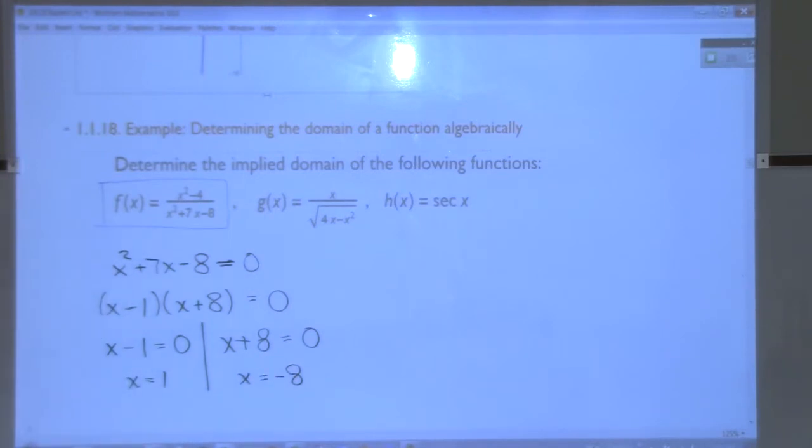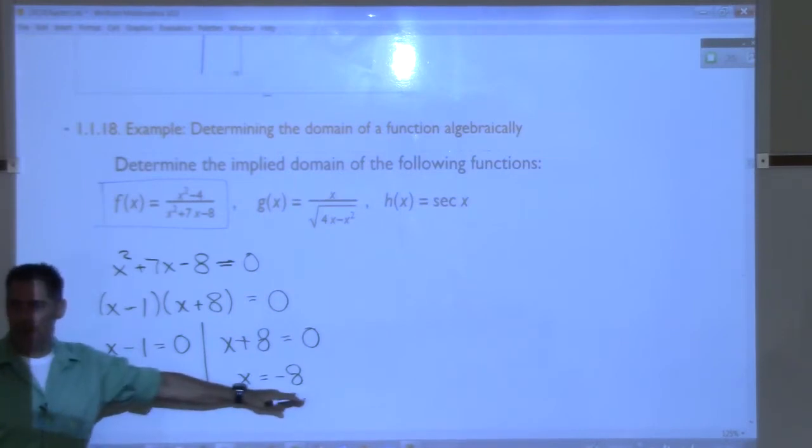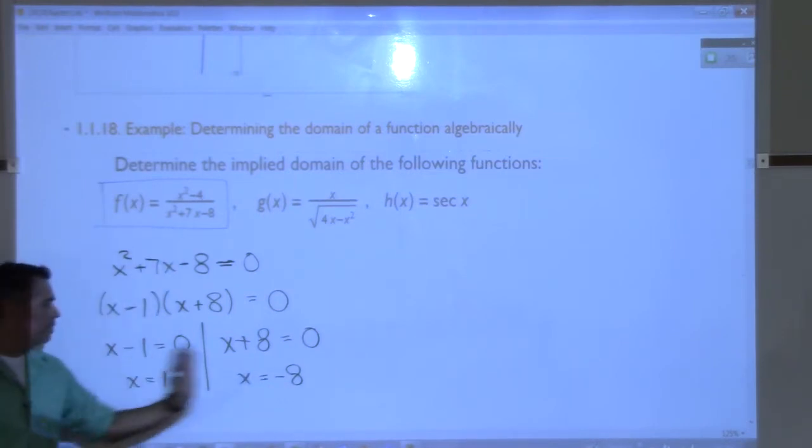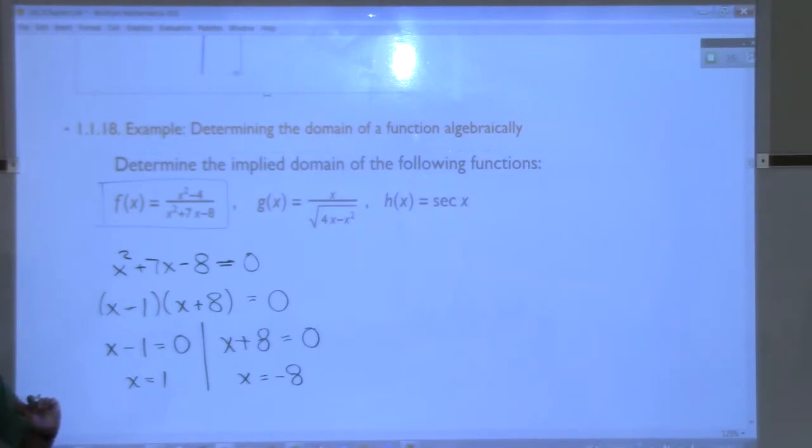Okay. So what is the domain? What is the implied domain of this function? What we've said is that we don't want this to happen, right? If we plug in 1, we're going to get division by 0. If we plug in negative 8, we're going to get division by 0. So how do we write the answer? Everything except these numbers, right?